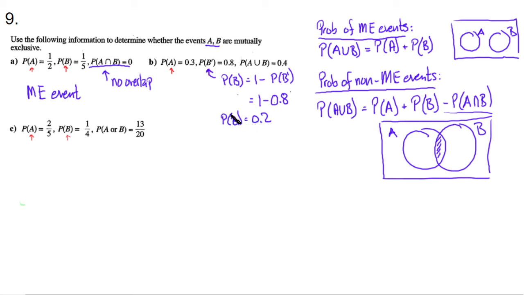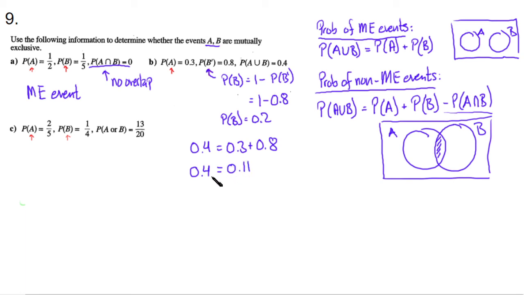Now we're going to use this formula here. We're going to plug in what we have. Actually, we're going to use this formula here, sorry, because we have the probability of A or B occurring. It's 0.4. And then we know the probability of A occurring and the probability of B occurring, it's just 0.3 and 0.8. 0.3 plus 0.8. So the left-hand side is 0.4. The right-hand side is 0.11.